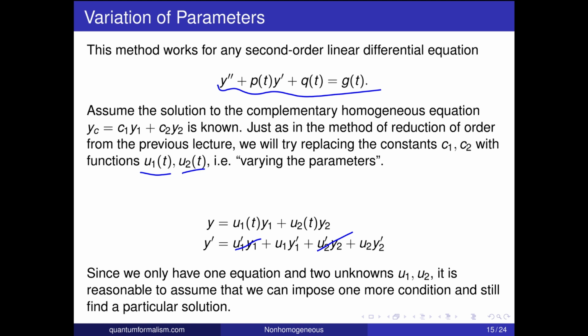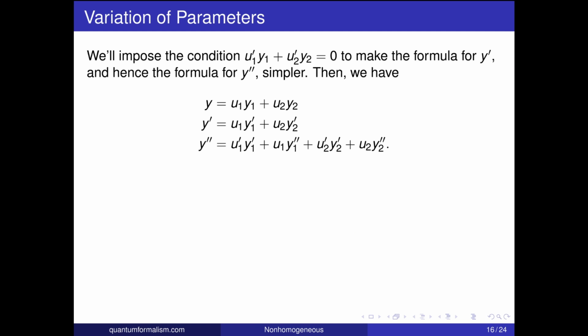The reason we want to get rid of those two terms and not these two terms is because these are the terms where we're treating u1 and u2 as constants. And remember what I said, all of those terms are the ones that are going to get canceled out because y1 and y2 are homogeneous solutions. All right, so that's our strategy. We'll impose this condition that u1 prime y1 plus u2 prime y2 is equal to 0. Now we have only two terms showing up in our formula for y prime.